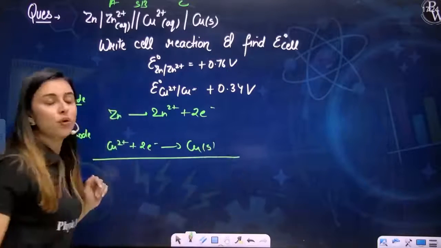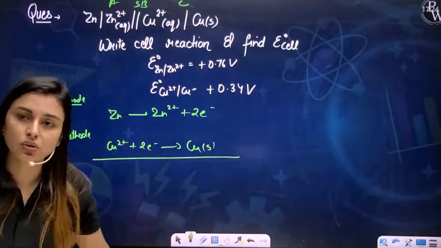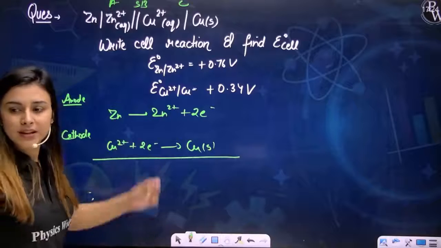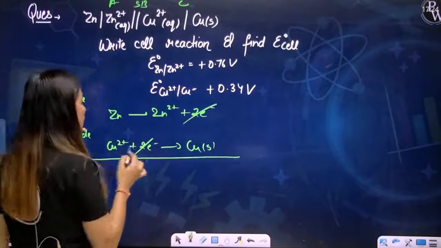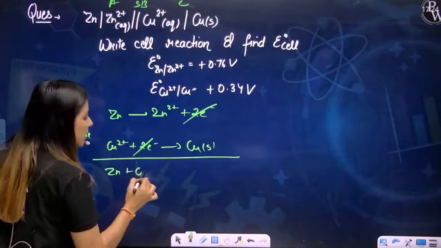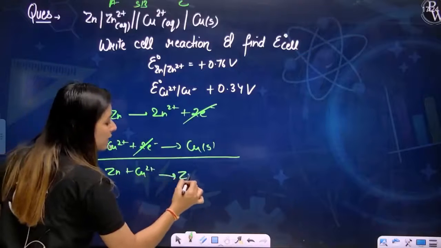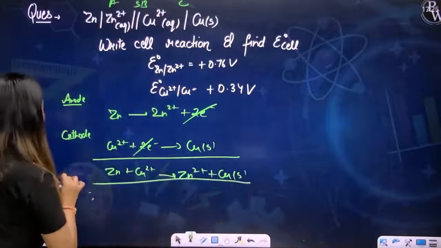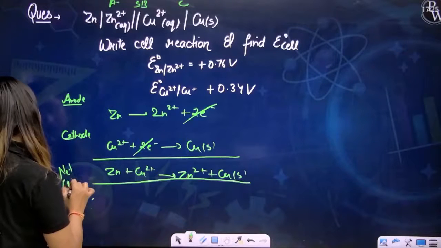My dear students, for the net cell reaction, you need to combine both the half cells and you need to see whether the electrons are equal. Yes, the electrons are equal. They'll get cancelled out. The net cell reaction will be zinc plus copper 2 plus will give you zinc 2 plus plus copper solid. So this is your net cell reaction.